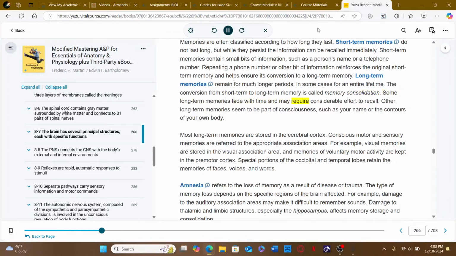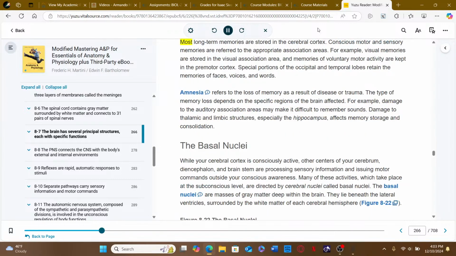Some long-term memories fade with time and may require considerable effort to recall. Other long-term memories seem to be part of consciousness, such as your name or the contours of your own body. Most long-term memories are stored in the cerebral cortex. Conscious motor and sensory memories are referred to the appropriate association areas.